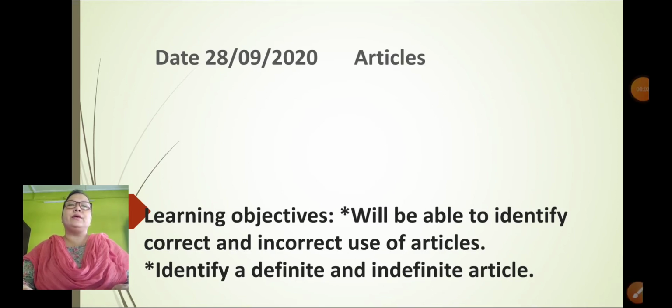So, children, we have already done Module 6. Few exercises are left. So today I'll explain articles and then we'll do the exercises. The learning objectives: you will be able to identify correct and incorrect use of articles, and identify a definite and an indefinite article. Okay?